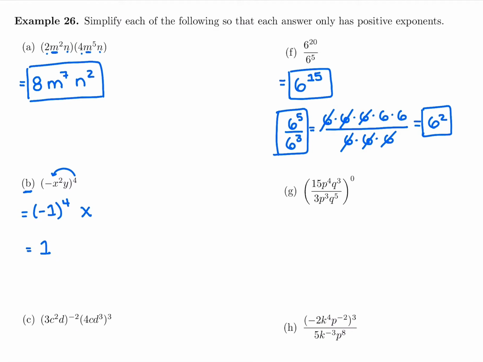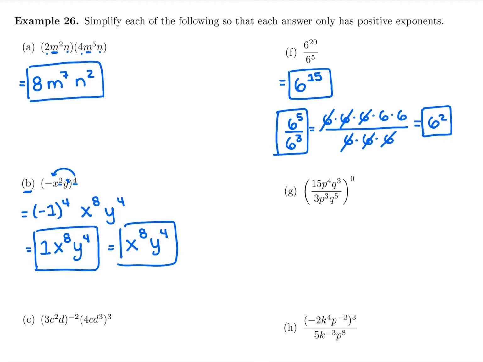And now multiplying these powers, because a power raised to a power means multiplication. So 2 times 4 is going to give us x to the 8. And then this is a regular y, so it's y to the 1. 1 times 4 is going to give us y to the 4. So -1 to the 4th is positive 1. Then we have x to the 8th, y to the 4th. A power to a power means multiplication, and of course we don't technically have to write that 1 coefficient out front. Either answer would be fine.